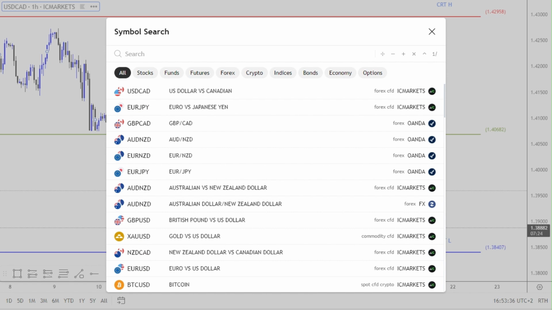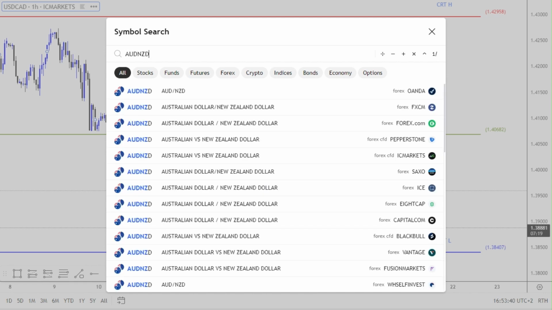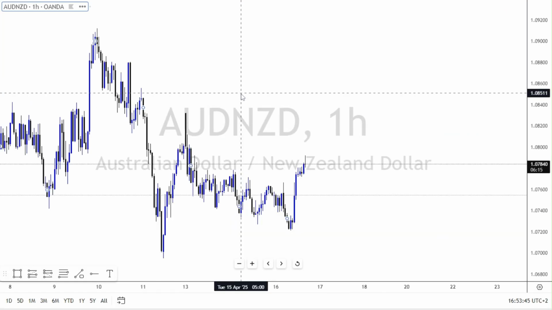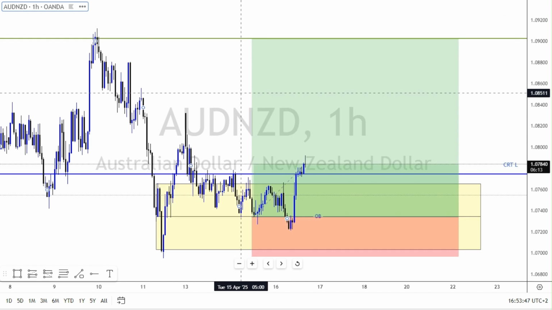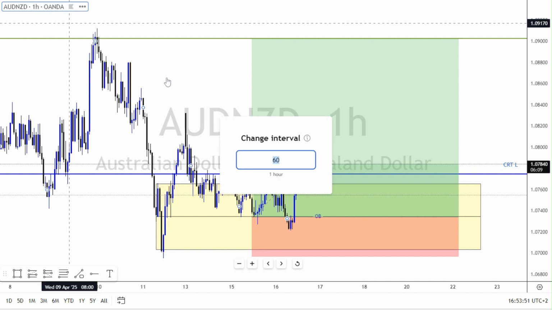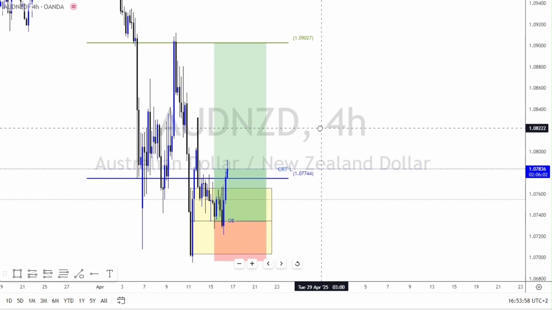The trade which is running right now is AUD NZD. So let's see how that trade is running. As you can see, this one is also in profit. I've used the 4 hour chart. Let me show you, it's the 4 hour chart on the order block. This is still running, as you can see.